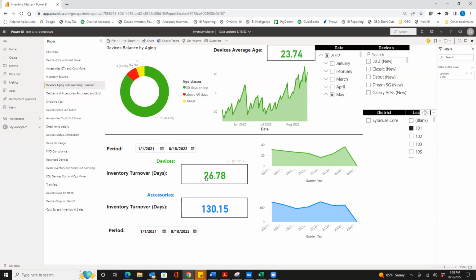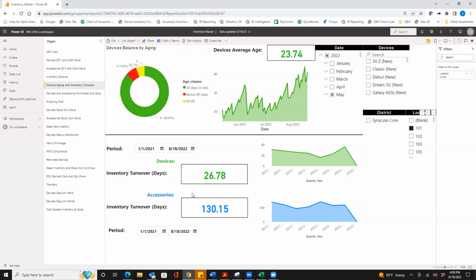This is another view, with a similar number: inventory turnover on devices is 26 days. It means that on average, this location is turning over every device that they get once every 26 days. You're able to see how that number changes over time, and you're able to select what period you're looking at. It's the same thing with accessories. 130 days is a lot. A 130-day turnover on accessories means that this particular location is turning over its accessory inventory a little less than 3 times per year.